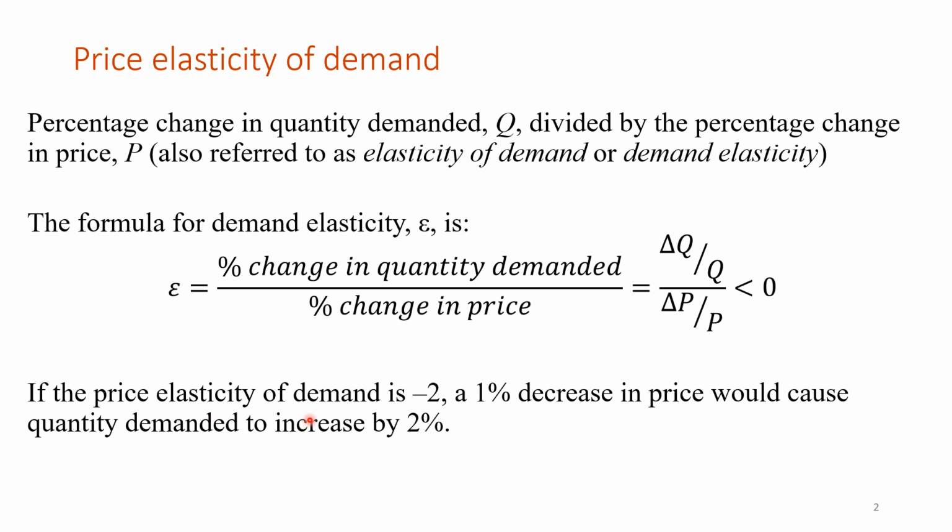So if the price elasticity of demand is -2, so if you have that Cobb-Douglas production function and you estimate the quantity as a function of price, and as a result estimate that the parameter on price, the power of p, is -2, that implies that a 1% decrease in price would cause quantity demanded to increase by 2%. A decrease causes quantity to increase. If a 1% increase in price occurs, quantity demanded would decrease by 2%.